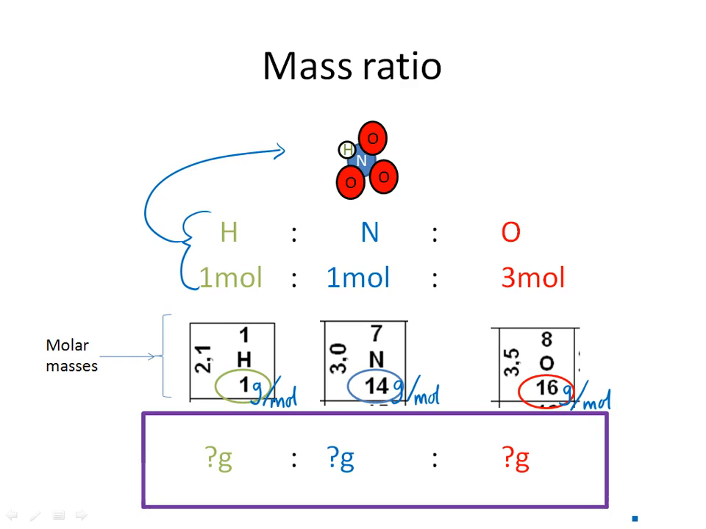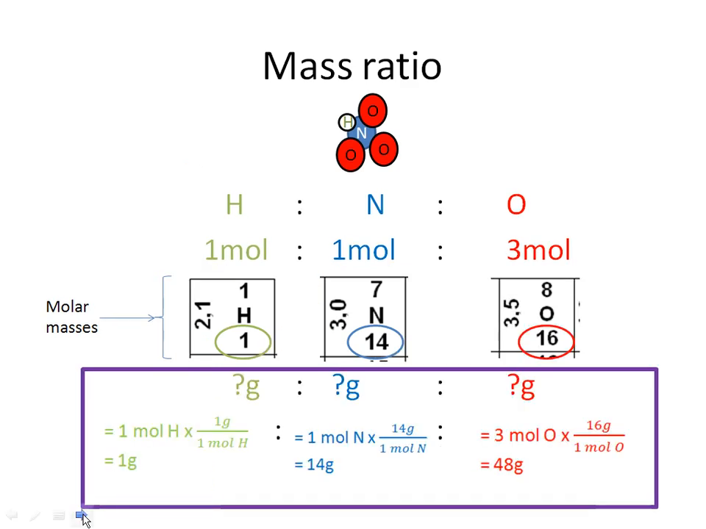So what we need to ask ourselves now is, very simply, 1 mole of hydrogen, what's its mass going to be? 1 mole of nitrogen, what's its mass going to be? And 3 moles is the only one that's slightly tricky. 3 moles of oxygen atoms, what would that mass be? Answer that before you continue with this video.